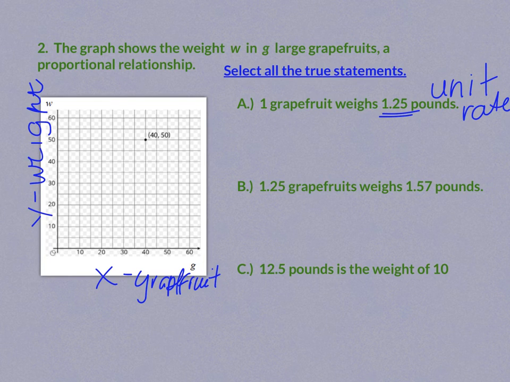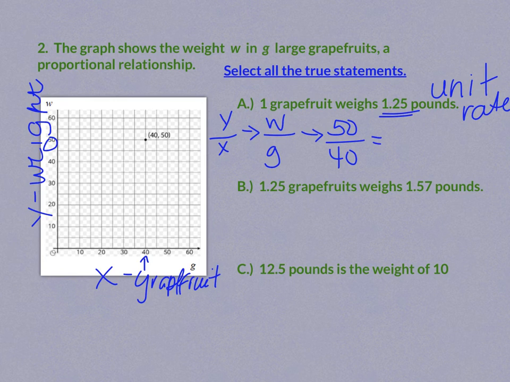Okay, so I've got X and Y labeled, number of grapefruits compared to the weight. And I want to set that up as a unit rate. So I know that my number of grapefruits is 40, and the weight, according to this graph, if it's accurate, would be 50. I know I always have y divided by x, which is y over x. In this case, it would be W over G, weight over grapefruit, which would be 50 over 40, which is another term for division. I use my calculator. 50 divided by 40, of course, is 1.25 per 1. So 1.25 pounds per 1 grapefruit, which is exactly what A says, so A is correct.